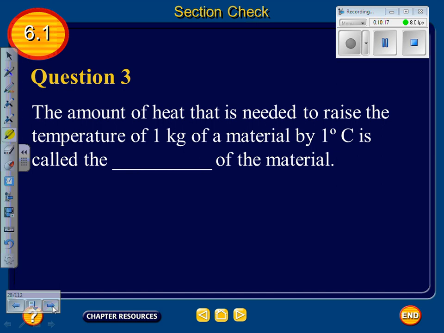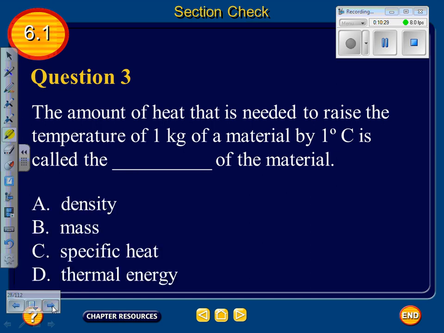Question 3, the amount of heat that is needed to raise the temperature of 1 kilogram of a material by 1 degree Celsius is called the specific heat of the material. Letter C.